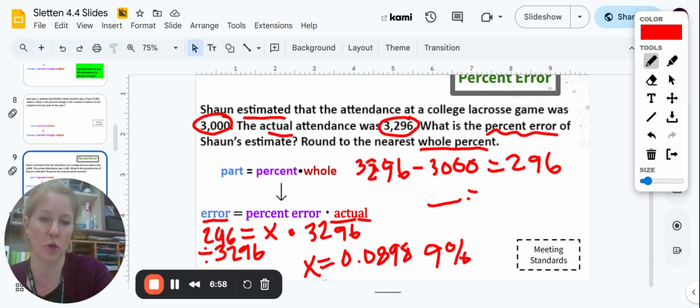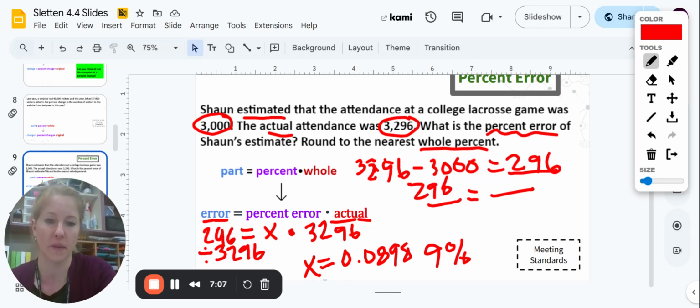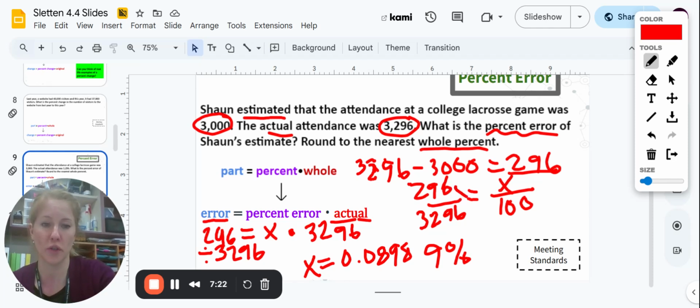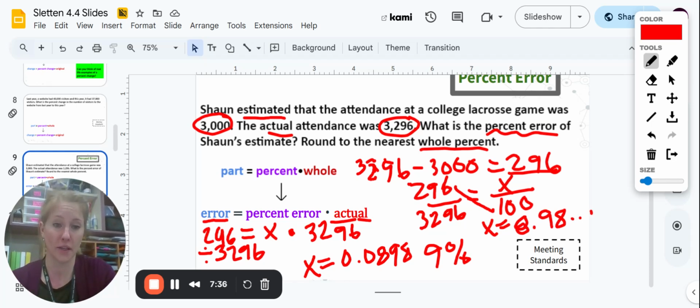Okay, and then just to show you the proportion way quick, we figured out the amount he was off by was 296. So his error is 296. That's the part. The whole is the actual amount at the game, 3,296. And we're trying to find the part over 100. You should be pretty good at cross products now. So you would do 296 times 100 divided by 3,296. And x would equal 8.98 and other numbers. If you round that to the nearest percent, it'd be 9%. So it's 9% error.